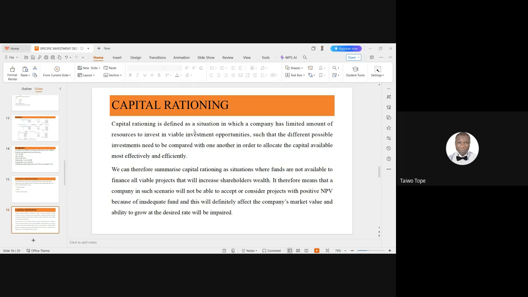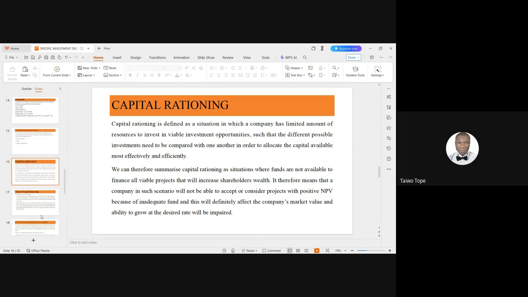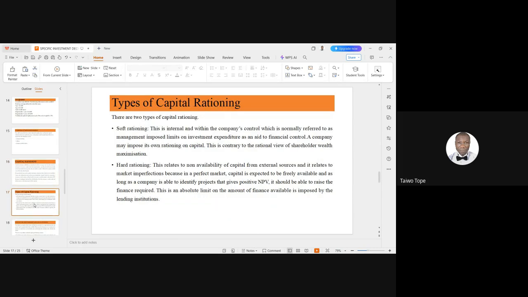Yes, even when NPVs are positive. So companies' market value may not grow as much as possible, and companies' growth rate is constrained. So in effect, scarce capital must be allocated only to the best project. And that is why the concept of capital rationing is key, where you have limited resources, limited finance to finance certain projects. So we have types of capital rationing, which I've highlighted, talking about internal and external.